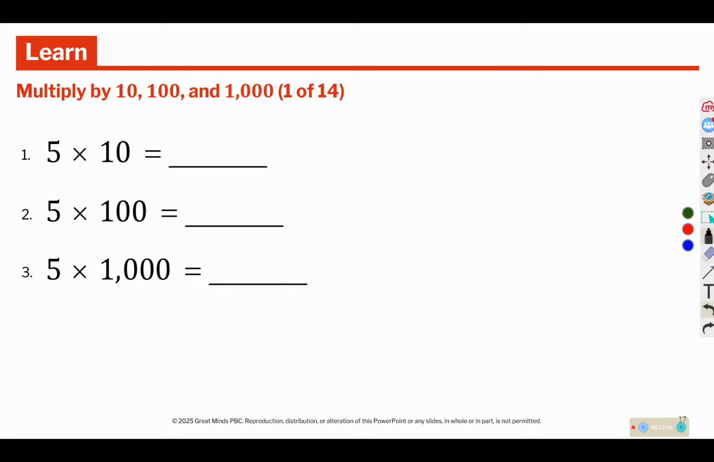What is 5 times 10, or 5 tens? That's the same as 50. What is 5 times 100, or 5 hundreds? That's just the number 500. How much would 5 times 1,000 be? If 5 is in the thousands place, that would be 5,000.